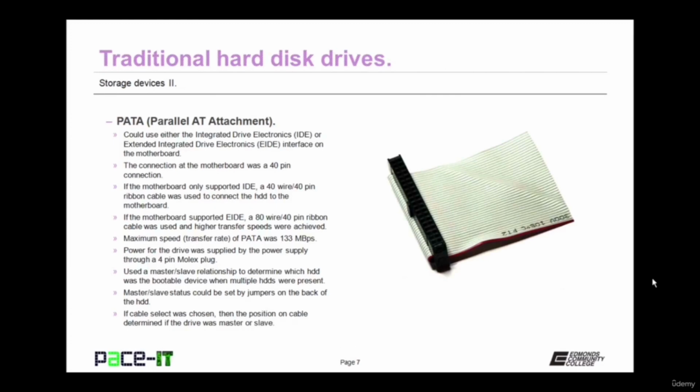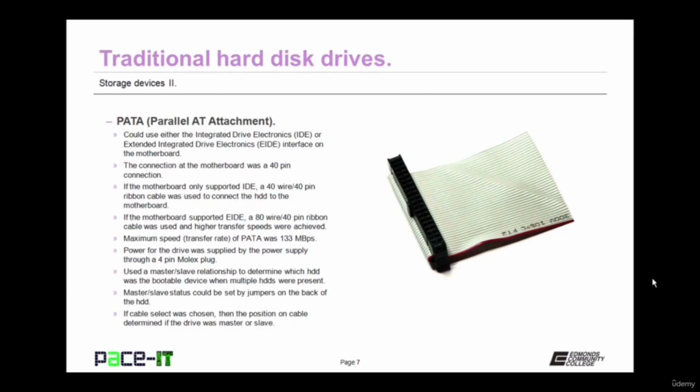Now, with the PATA interface, a master-slave relationship was used to determine which hard drive was bootable when multiple devices were present on the same ribbon cable. The master-slave status could be set by jumpers on the back of the hard drive.